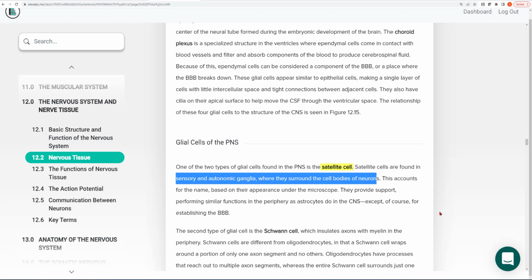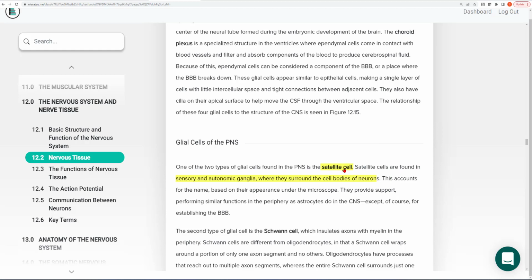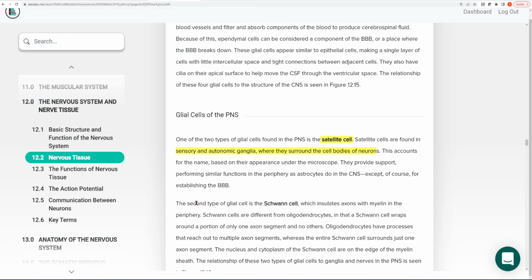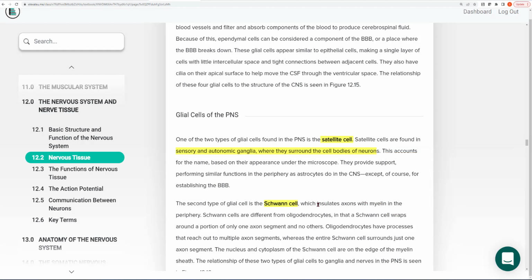And I'll show this to you as we go later. But you're going to see that satellite cells provide protection. They surround and provide protection. Then the other one is going to be the Schwann cells. We've seen this already. And the Schwann cells, remember, are the cells that insulate and create the myelin for axons within the PNS. So the Schwann cells are only in the PNS.